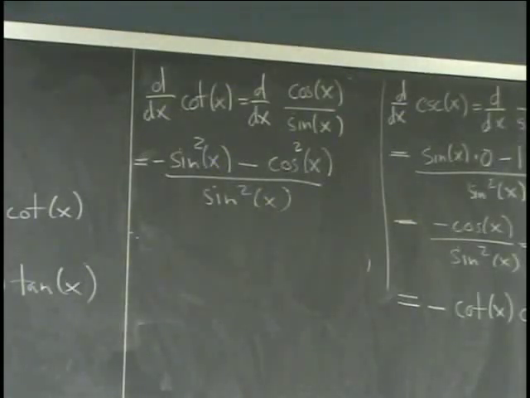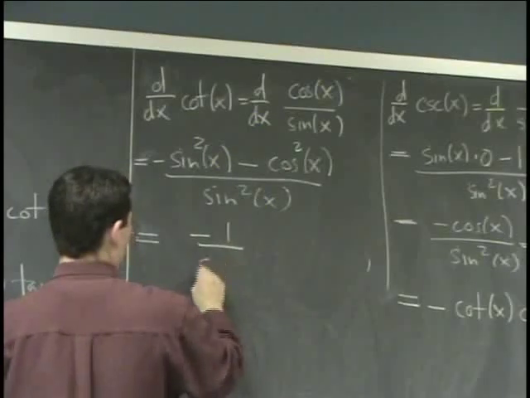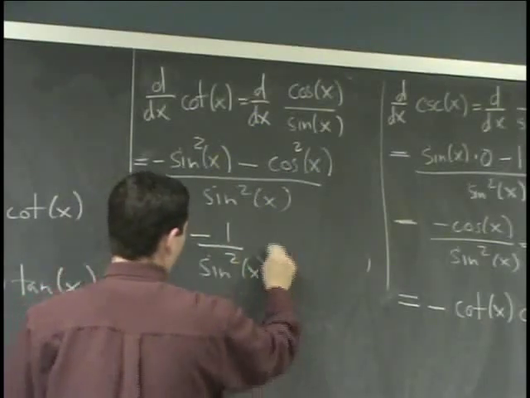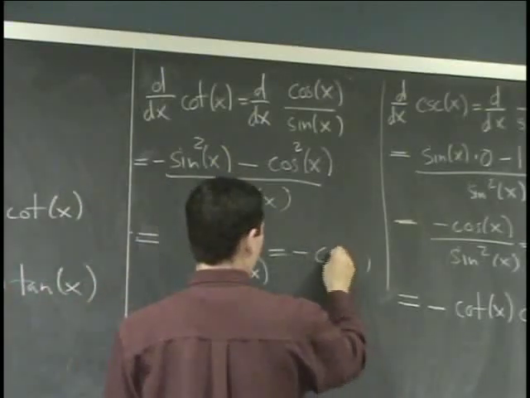Minus sine squared minus cosine squared. What's that equal? If it was sine squared plus cosine squared, we'd know what to do, right? Well, sine squared plus cosine squared is 1, so minus sine squared minus cosine squared is going to be minus 1. So we get minus 1 over sine squared. So this is the same as minus cosine.